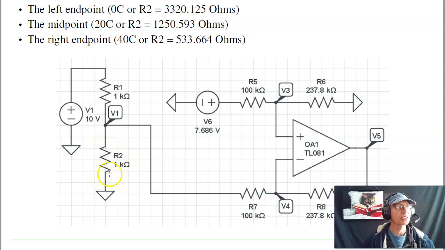This is an extremely versatile circuit and very commonly used. That's lecture number 15 for ECE 206, Circuits 1, Instrumentation Amplifiers.